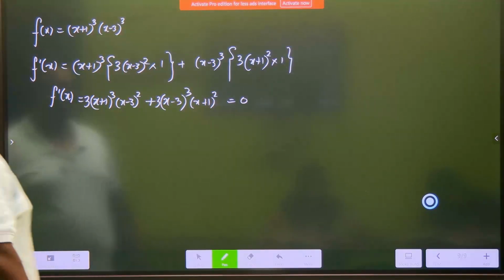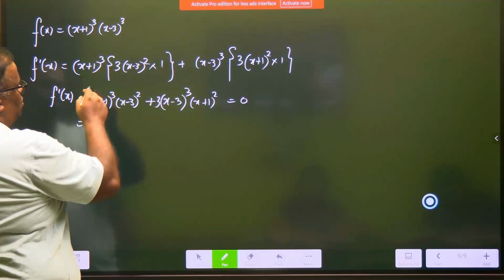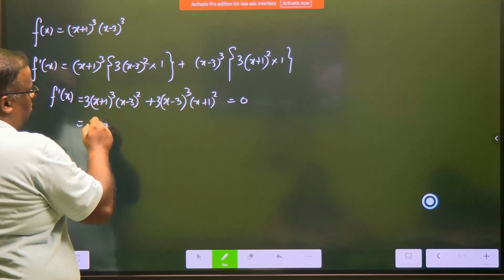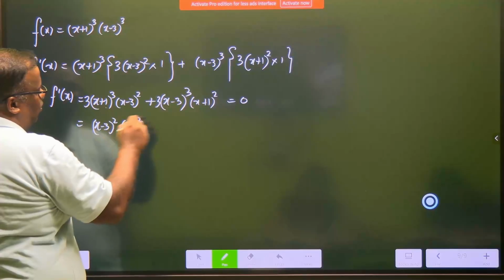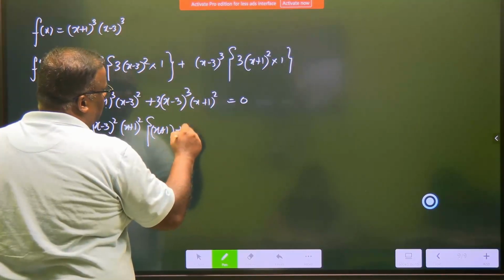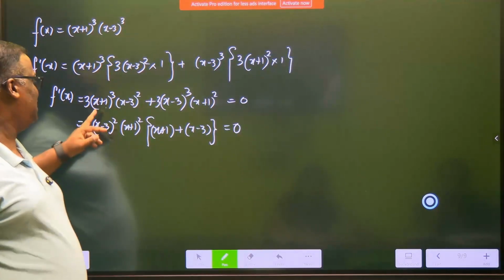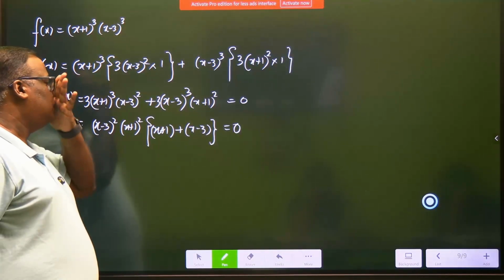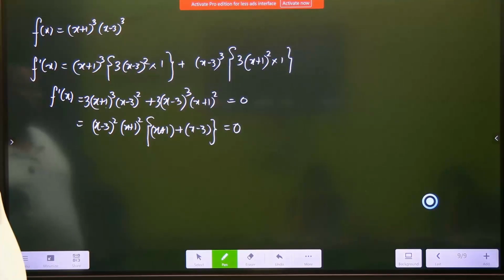Okay? So let's become a Dracula. The 3 straight away goes away, 3s are of no use. So this is square, this is cube. I can take (x-3) whole square common and (x+1) whole square common, right? So what is left here? I have an (x+1) which is added with an (x-3). It's so easy. You have to take the smaller powers, okay? So obviously we get this, and multiplying these is equal to 0.